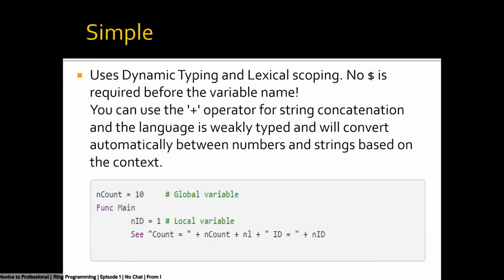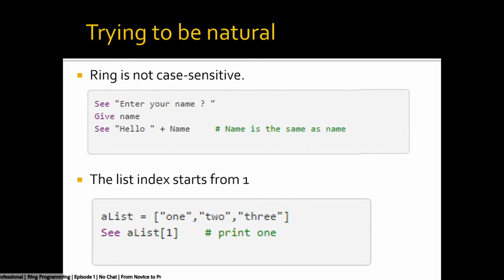Uses dynamic typing and lexical scoping. No $ sign is required before the variable name. Hot dog. You can use the plus operator for string concat, and the language is weakly typed and will convert automatically between numbers and strings based on the context, which, yeah, also looks interesting, which we'll look at more in a minute. Ring is not case sensitive. Good. The list index starts from 1.